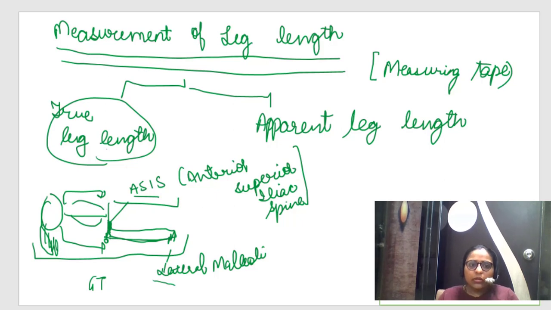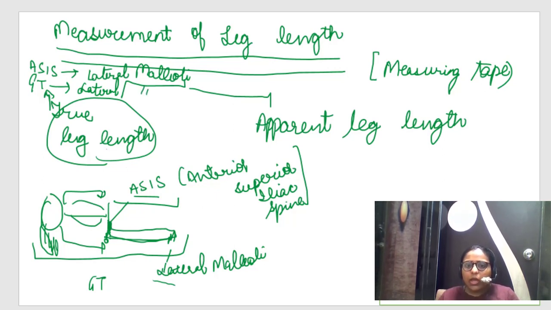So in true length, from where do you have to measure? Either from your ASIS to the lateral malleolus, or from your greater trochanter to your lateral malleolus. But if we talk about the apparent leg length, then we measure it differently.